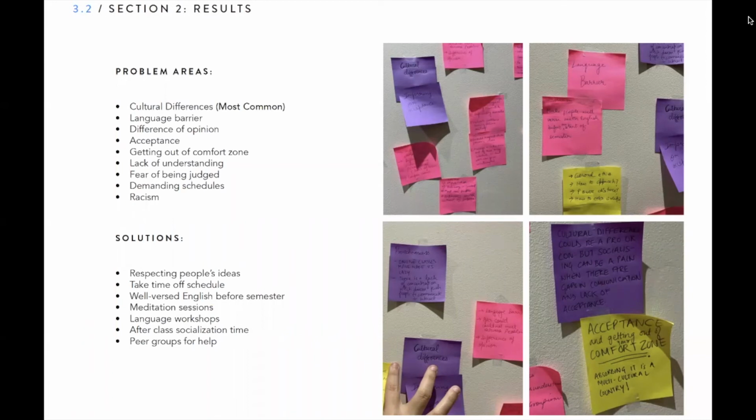Australia, being a multicultural country, could make international students uncomfortable to make the first step to speak to their peers or even to make friends. The common areas were acceptance, language barriers, fear of being judged, difference of opinion, and a few others. This mind map on a wall helped them realize that there were others who suffered similar problems, and it led to a discussion of what possible ways they could be solved. There were various solutions like language workshops, peer groups, etc.